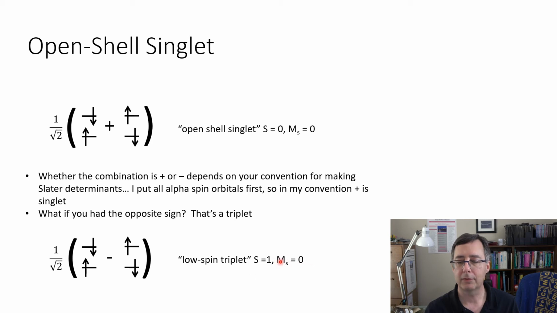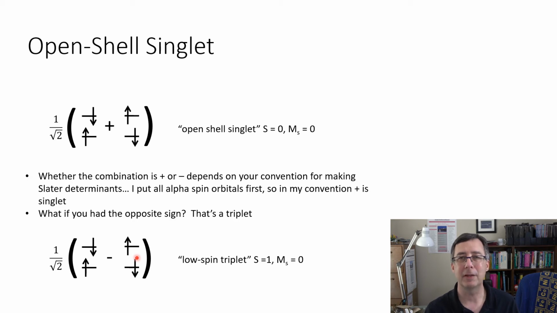Why is this m sub s equals 0? Well, remember, m sub s, you just count alpha and beta. And 1 alpha, 1 beta, they cancel, m sub s equals 0. Okay? So that's easy. So it's the m sub s equals 0 component of a triplet, and that component, it turns out, requires two determinants to describe it, which is how it is.